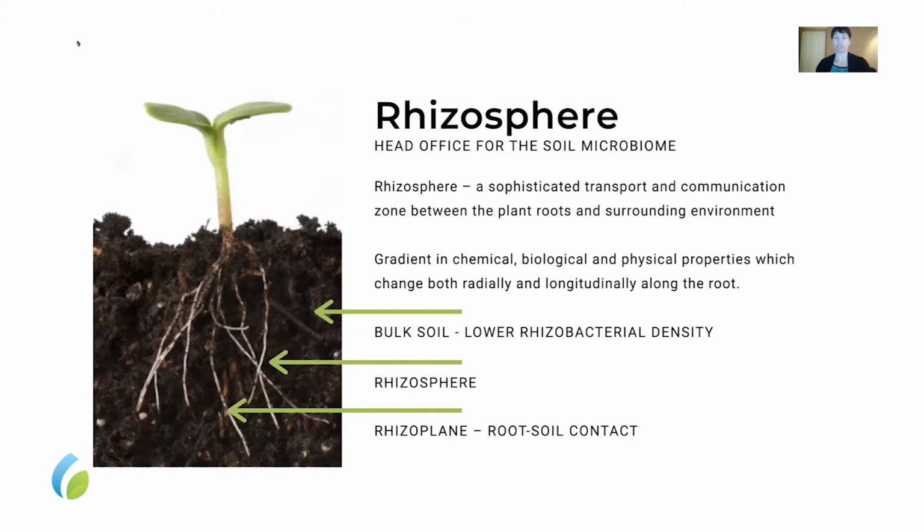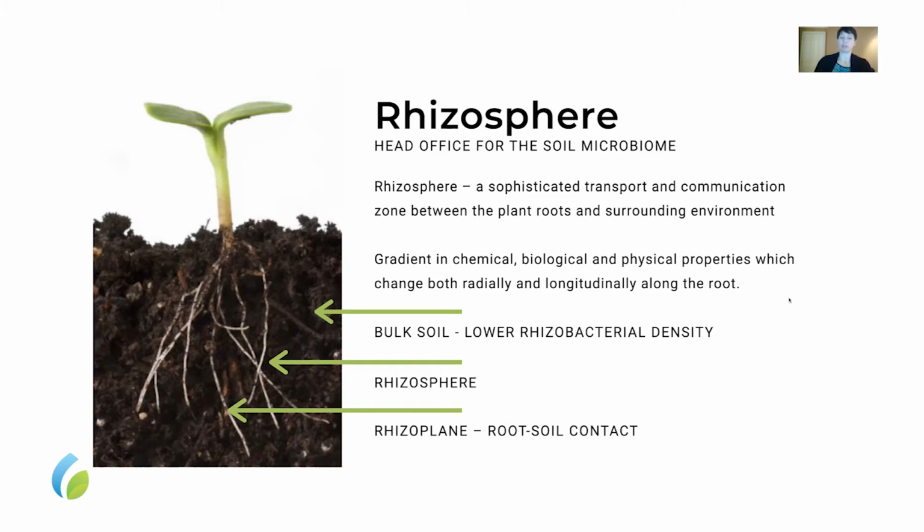The rhizosphere is actually a very small or narrow zone that sits in and around the root structure of the plants. It's a sophisticated transport and communication zone between the plant roots as well as the surrounding environment, so all the microbes. And it can extend anywhere from, say, 1 to maybe upwards of 3 millimeters away from those roots. So it's a very narrow zone. However, it's a very, very busy zone. We can consider it the head office for the soil microbiome, in that the highest level of microbial activity is going to occur in this rhizosphere.